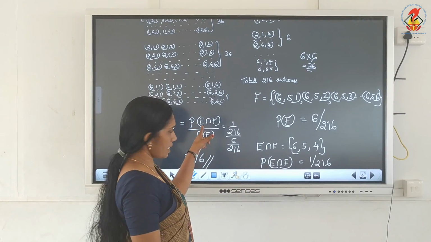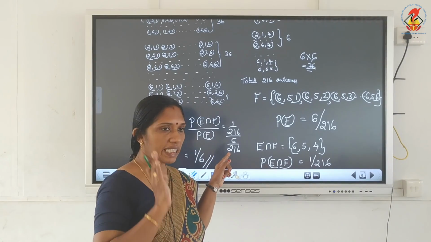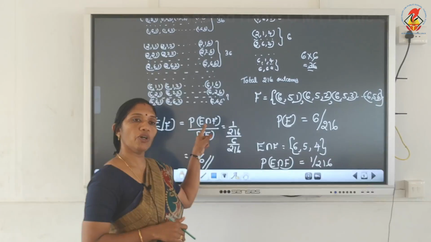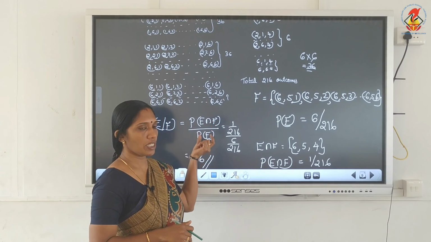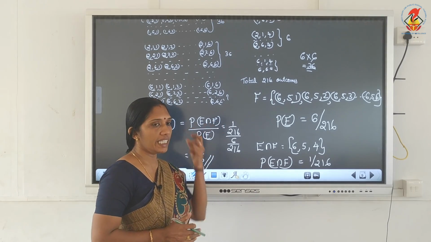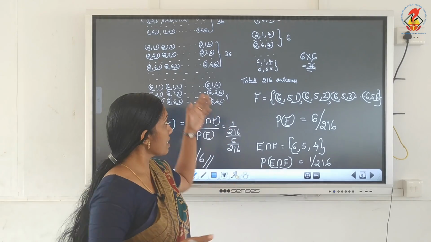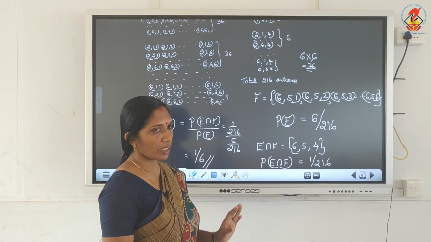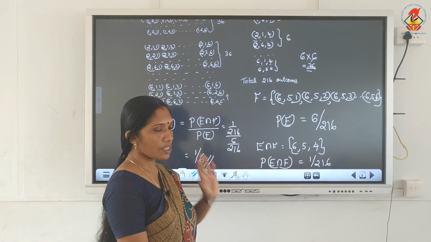When we take the intersection, you don't want to find E separately, as in the formula it is P of E intersection F by P of F. So F you have to find, then E intersection F. In this case, it is difficult to write the list of E, that's why you don't write it. Other cases you can write.